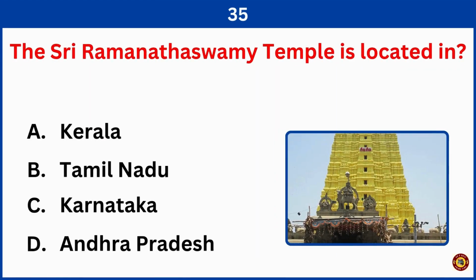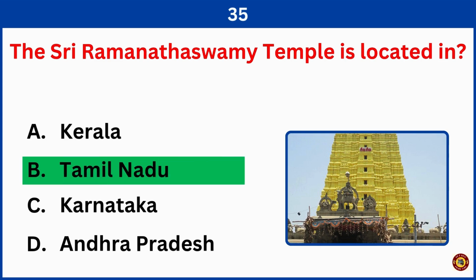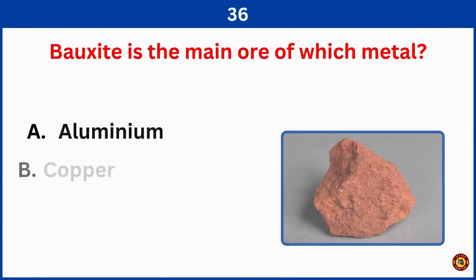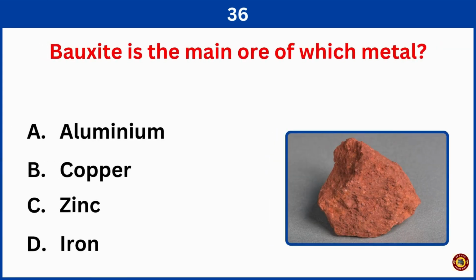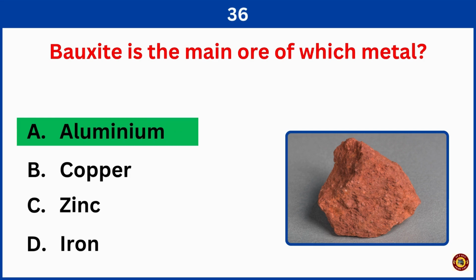The Sri Ramanatha Swami temple is located in? Correct answer is option B, Tamil Nadu. Bauxite is the main ore of which metal? Right answer is option A, aluminium.